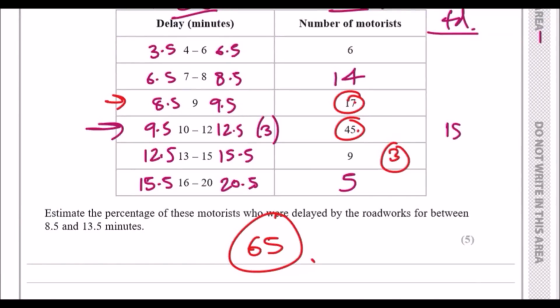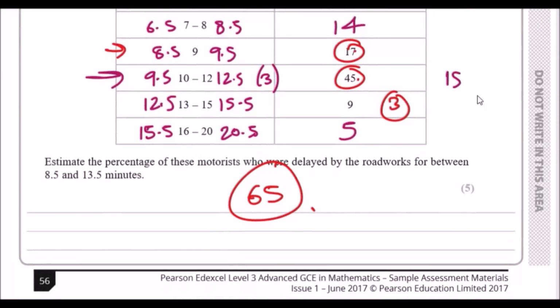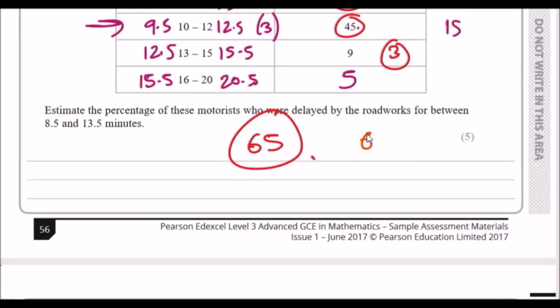So this means that the percentage of motorists who were delayed by the roadworks for between 8.5 and 13.5 minutes was 65 over the total number of motorists, which I already calculated was 96. So it will be 65 over 96. And if you put that in the calculator, you should get about 67.7%. That's it, all done.